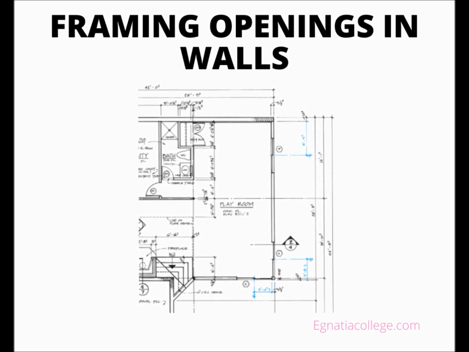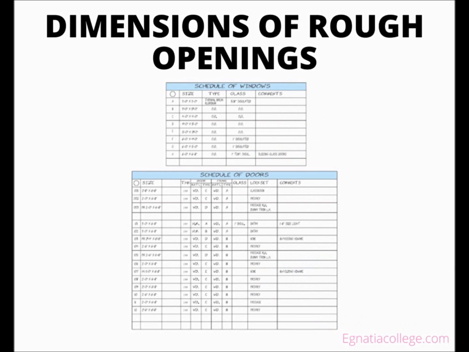Such dimensions are usually given from the face of the studs. Half the rough opening is then allowed on each side of the center line. Dimensions of rough openings. The size of the rough opening, RO, or opening in the framing, is listed on the door and window manufacturer's specifications.